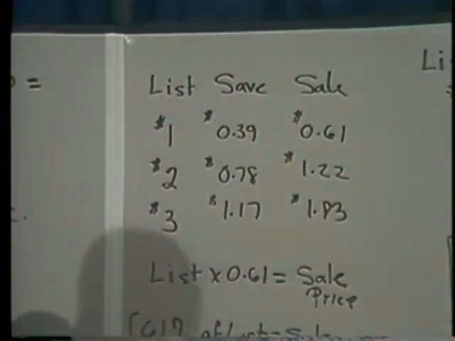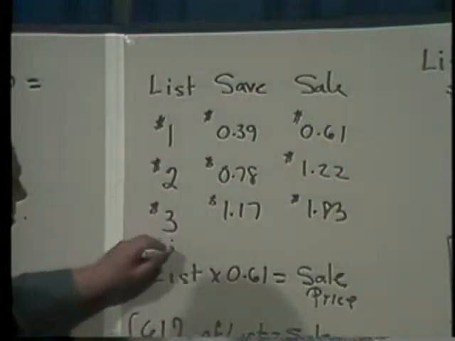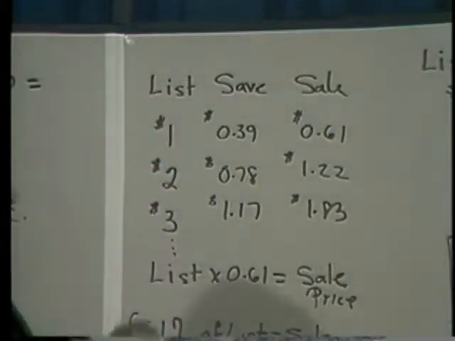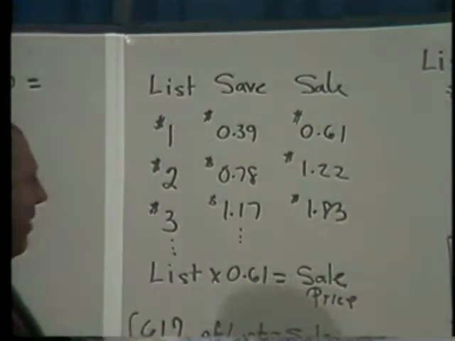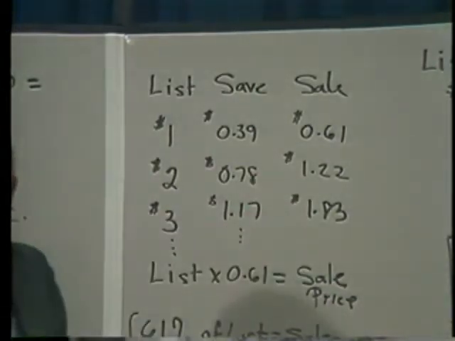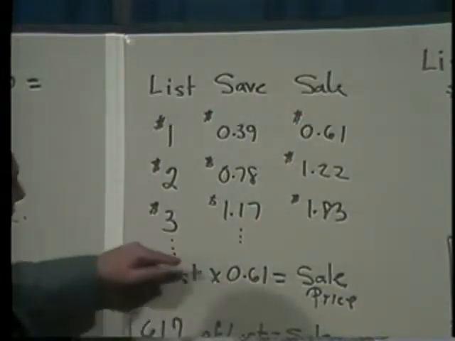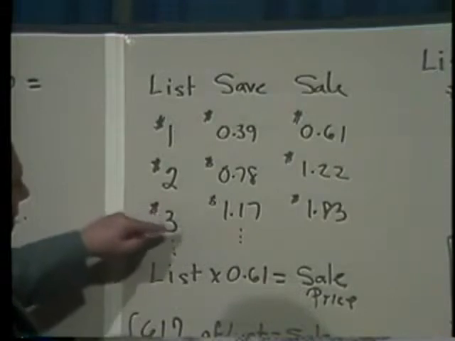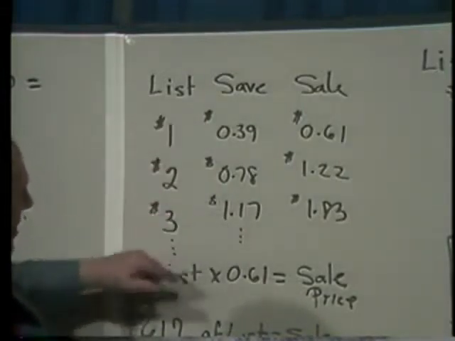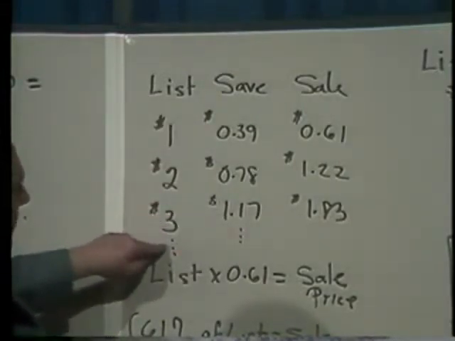And to make a long story somewhat shorter, you see, as the list price goes up by multiples of 1, the amount you save is going up by multiples of 39 cents, and the sale price is going up by multiples of 61 cents. So, in other words, when you're on the 50th row of this list, if you're in the 50th row of this chart, the entry in the list price is going to be 50.